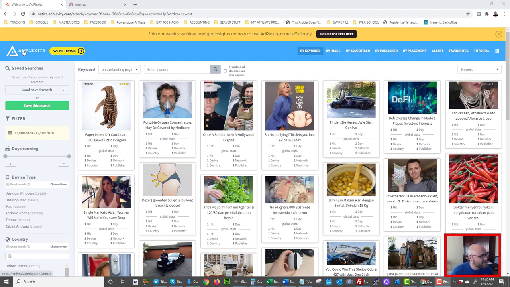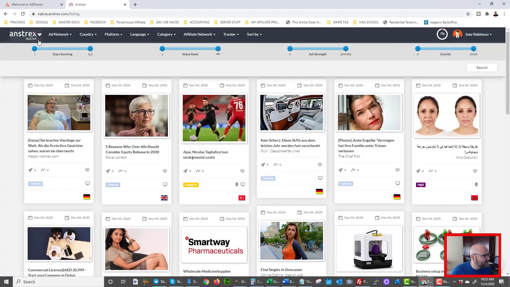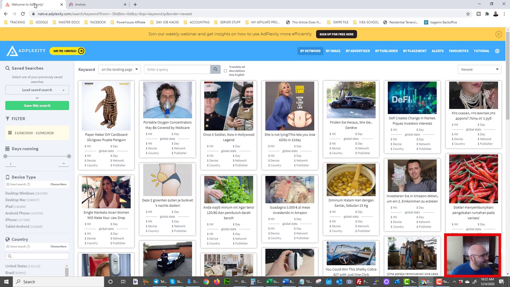So I'm gonna be going back and forth between Adplexity and Anstrex, okay? So here's what you would see if you had an Anstrex account and you just logged into the native platform. You would also have the ability to switch between push and native. On Adplexity, you're paying for each platform. So this is the native ads platform. If I wanted to see push ads, I'd have to pay also for the push ads, okay?